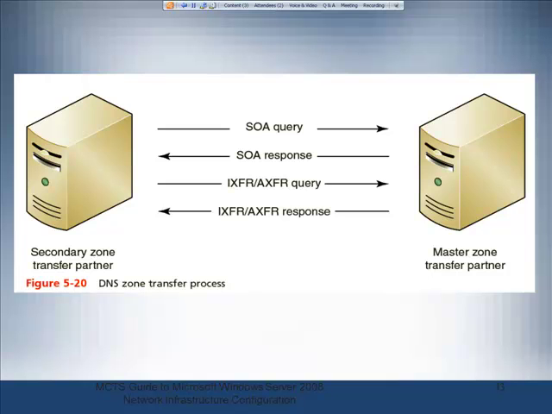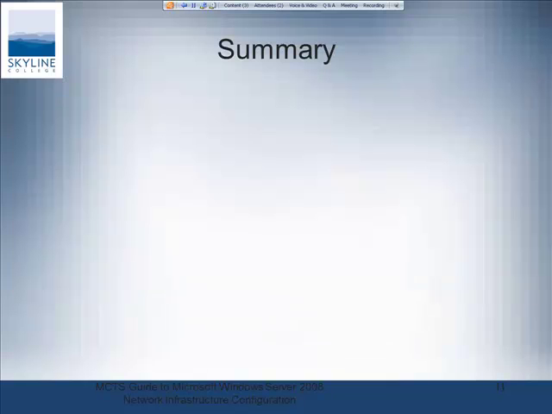SOA query, the response, and then the IXFR or AXFR query. What are we going to do? The secondary zone actually checks: it compares its serial number with the serial number, the update number, of the master zone. If they're not up to date, then we do a comparison to see what's changed and send the records that have changed. Initially, obviously, you have to do a full zone transfer, but you don't have to do those frequently.